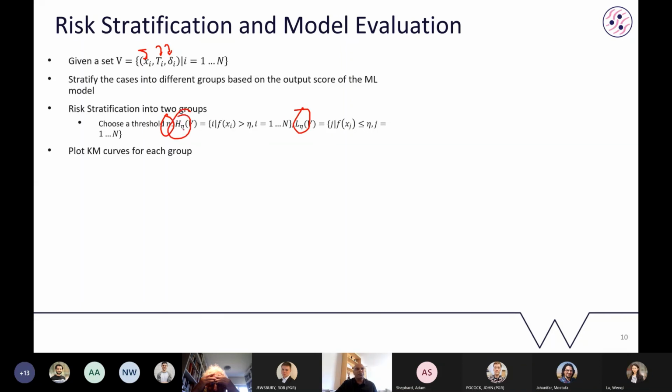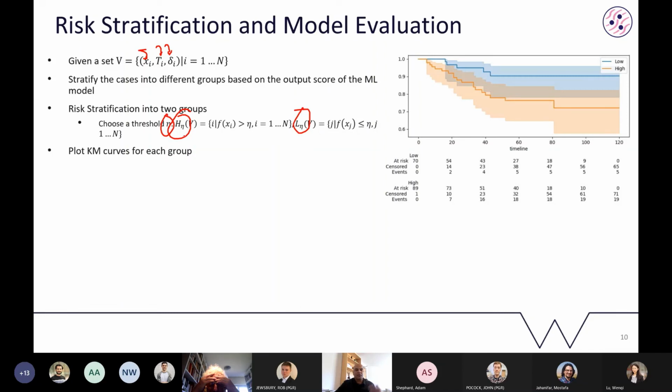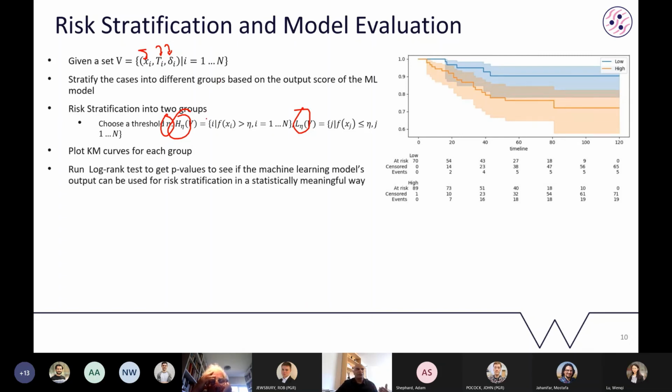And once you have these two groups, then you can plot KM curves, much like what Wenqi showed in her coding. And so you have the output, and then you can plot these two curves. You can do log-rank tests to see if the machine learning model is predicting something meaningful or not. So you would get a p-value.